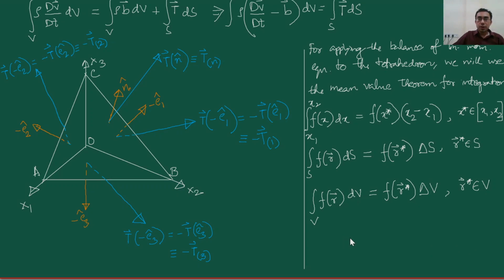Hello everyone. So we'll continue from where we left off last time. We are going to apply this particular statement for the balance of linear momentum to this tetrahedron figure. But in order to do that, we'll use the mean value theorem of integration. Okay.